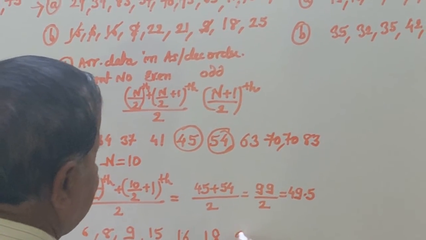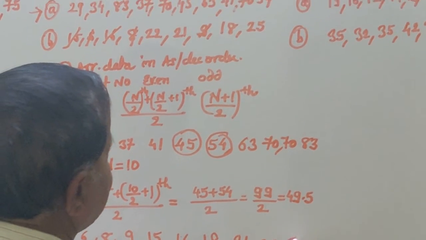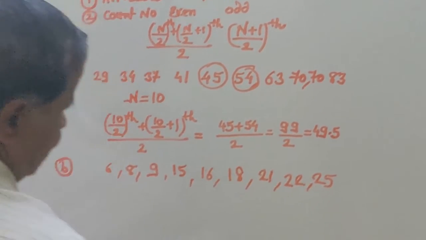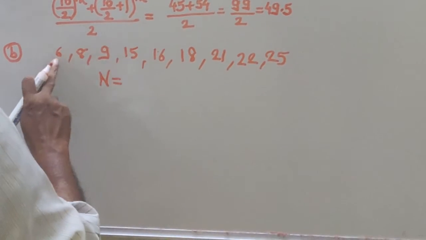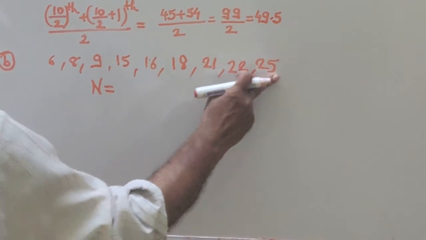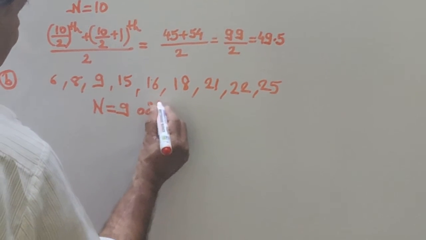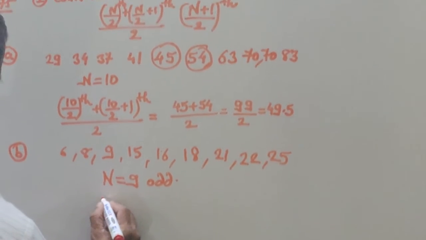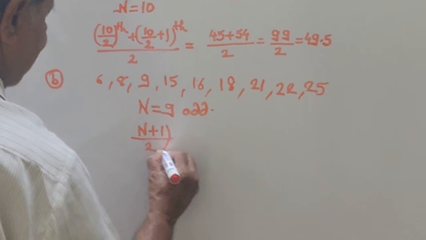Then 21 will come here. Then 22 will come here. Then 25 will come here. Now again here I will count the number. How many numbers are there? 1, 2, 3, 4, 5, 6, 7, 8 and 9. 9 number is there. Means odd number. Okay. What is the formula for odd number? Is n plus 1 upon 2th term.